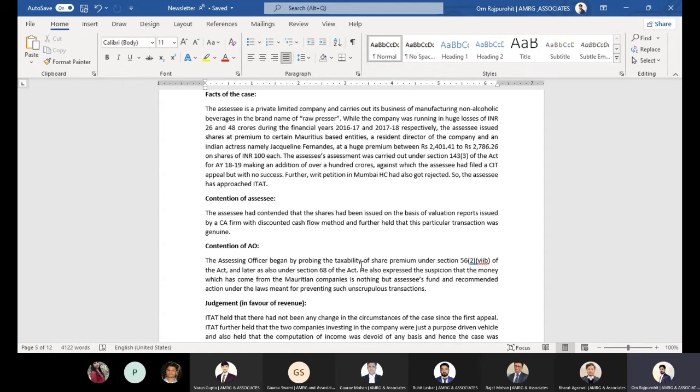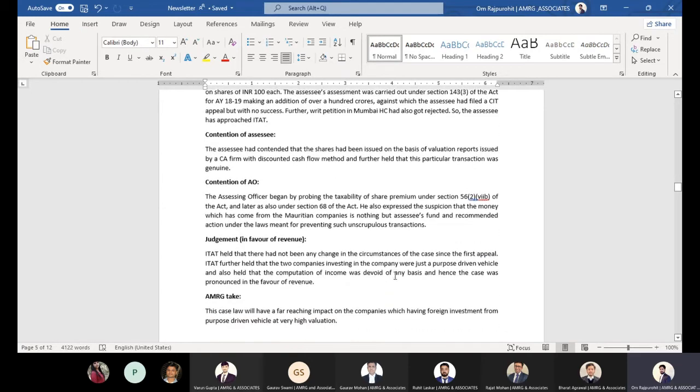The decision of the High Court, like the ITAT, was also in favor of revenue, and it has held that it is nothing more than the conversion of black into white money, and as such there is no basis or justification for such a high security premium.